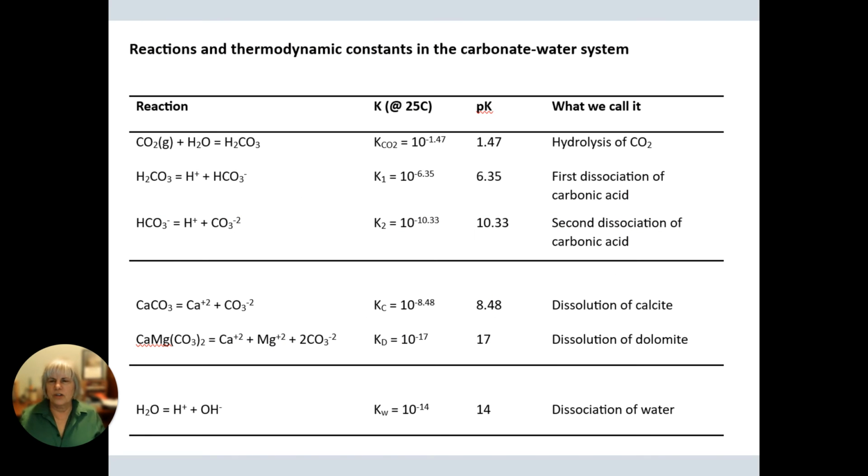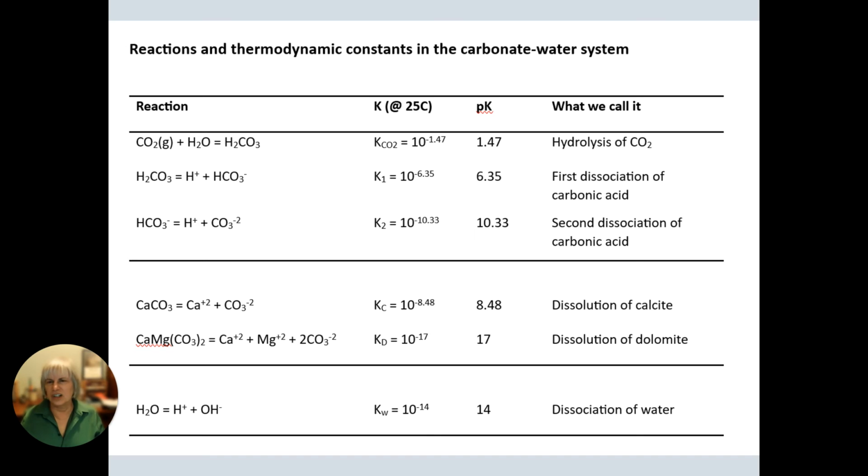This table gives you all the reactions we've been talking about and a bunch of the reactions we're going to continue talking about. So the reactions on the left, and I've given you the K values, the pK. Remember, the pK is the negative log of the K. So if K is 10 to the minus 1.47, the pK of that is 1.47. And I've also given you some words that say what I call that reaction. Well, it's not just me. What everybody calls those reactions.